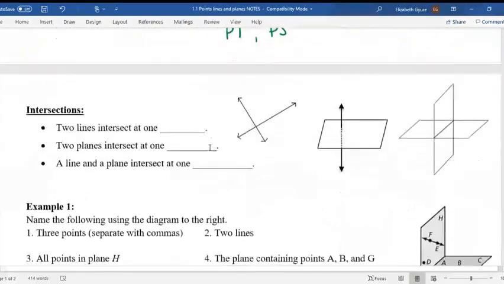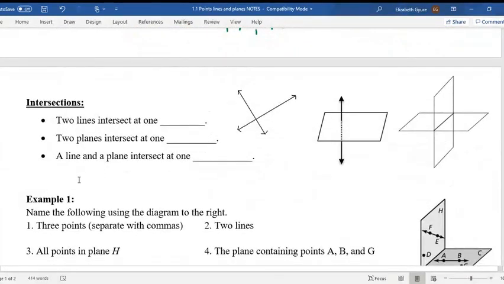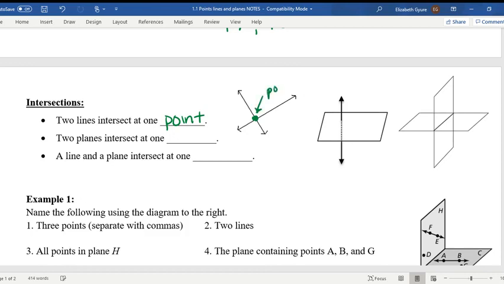And then for the last part of this video, we're going to talk about intersections. Intersections is basically where two things cross, right? Think of an intersection on the road. It's where two streets cross. So you can have a few different scenarios with intersections. Two lines intersect at one point. So here you have two lines, and where they cross, they form a little point. So anytime you see two lines crossing, that's going to form a point.